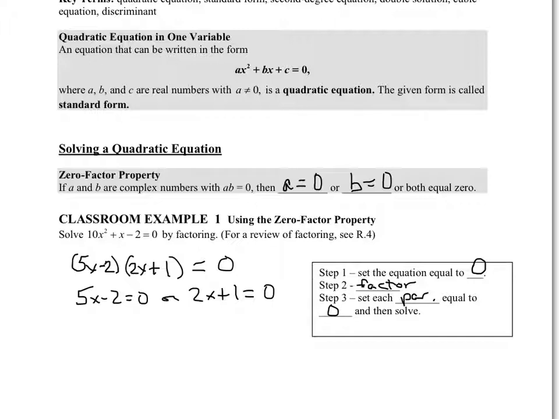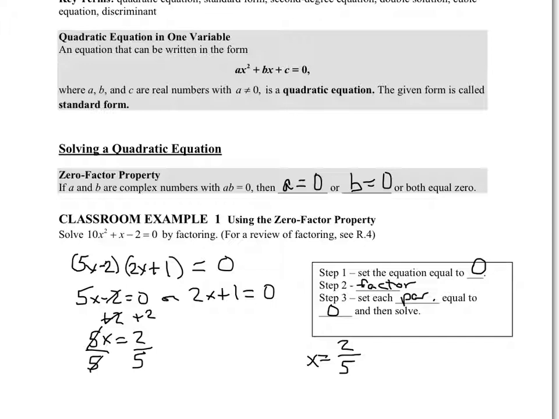In order to get x by itself, on the left, if I add 2 to both sides of the equation, I would have 5x equals 2. To isolate the x, I would divide each side by 5. And what that tells me is that x could equal the fraction 2/5.